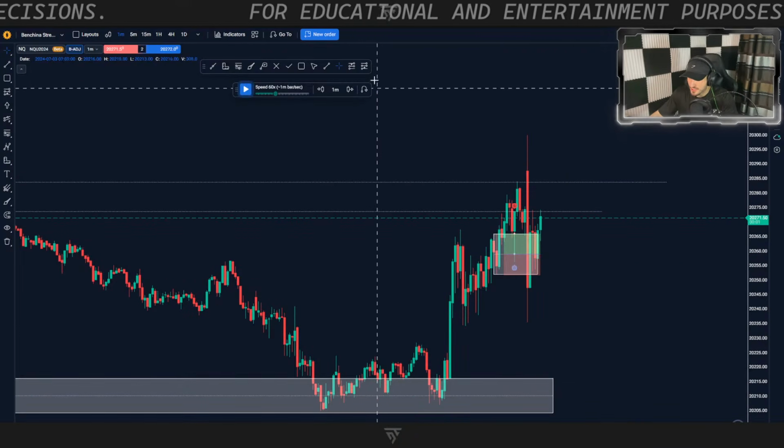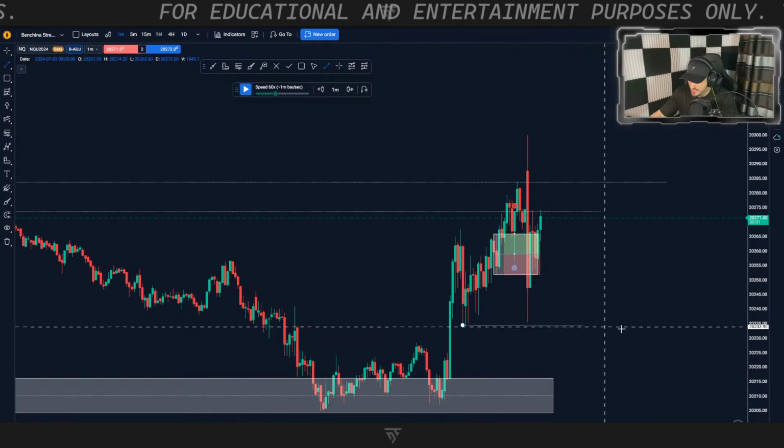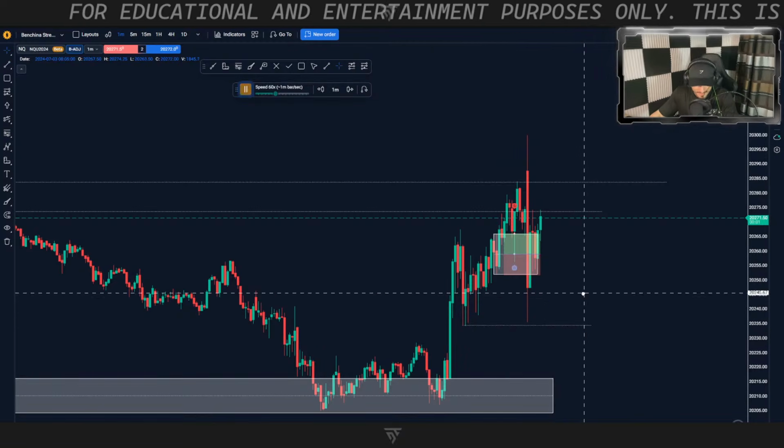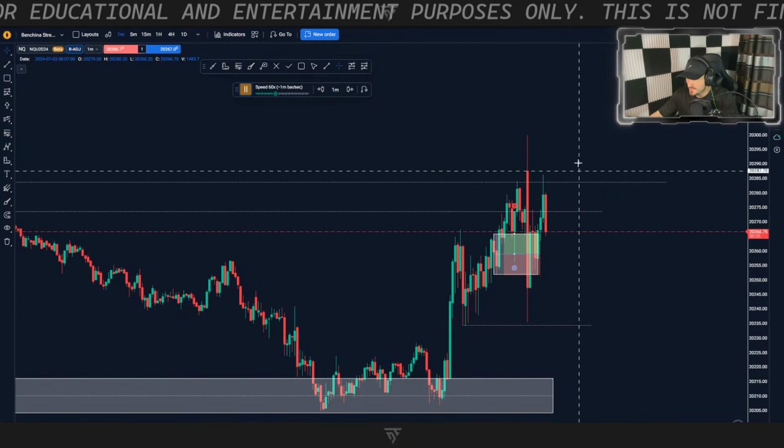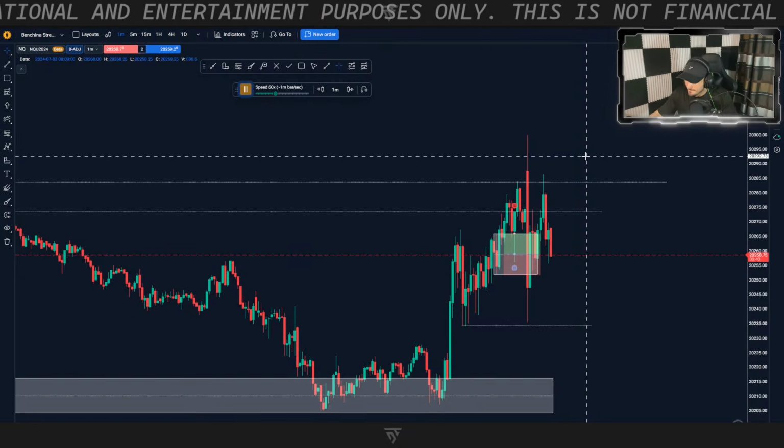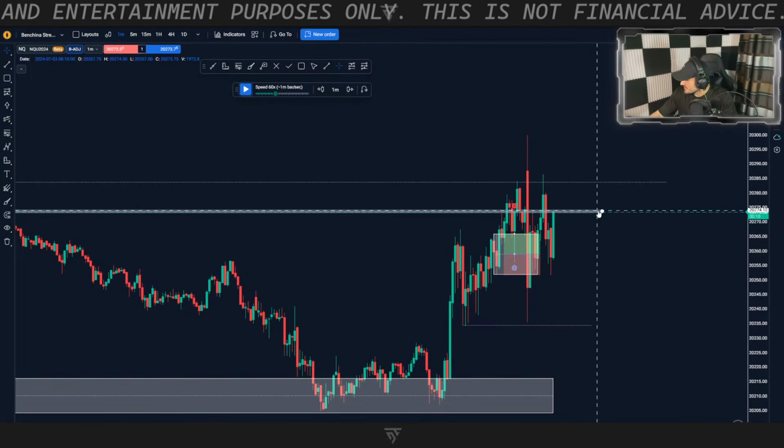It's still respecting structure though. The protected low is all the way down here, right? The swing low. So we are still respecting structure. So no structure has been broken.